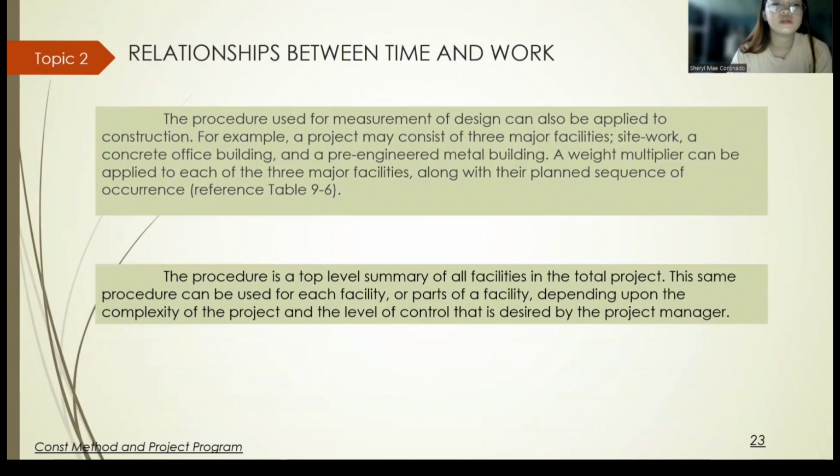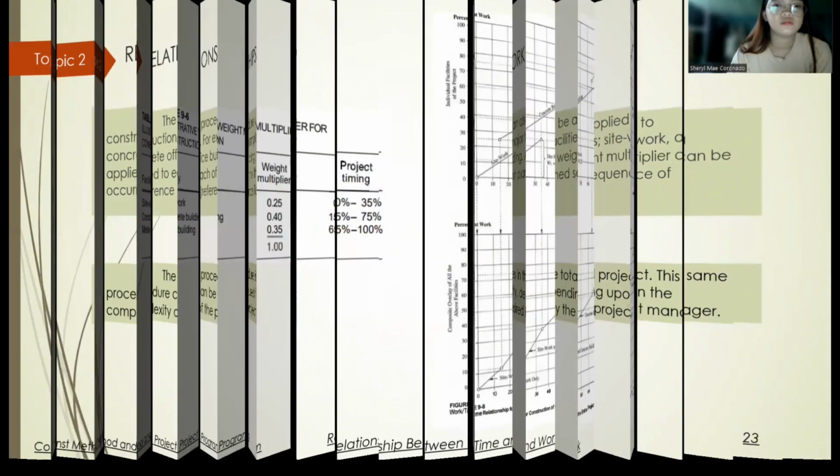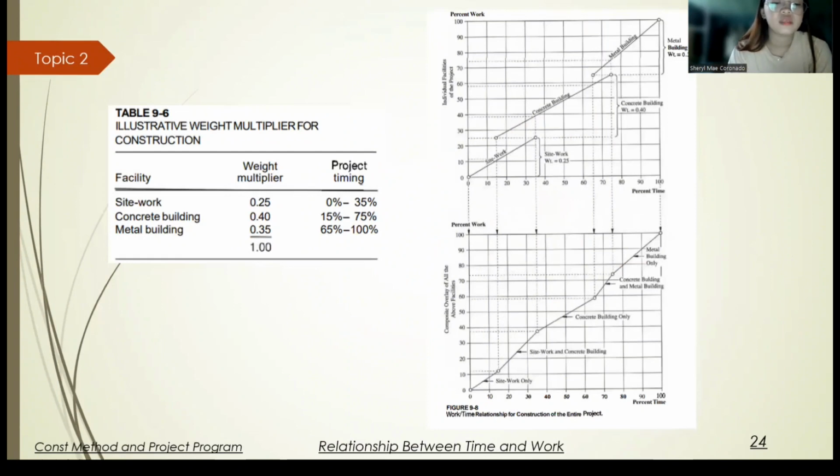This same procedure can be used for each facility or parts of a facility, depending upon the complexity of the project and the level of control that is desired by the project manager. So, Table 9-6 only lists three major parts of the project, which are the facility, weight multiplier, and project timing. In the facility column, we have site work, concrete building, and metal building.